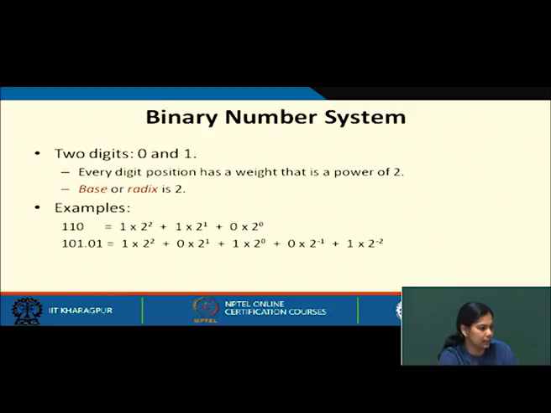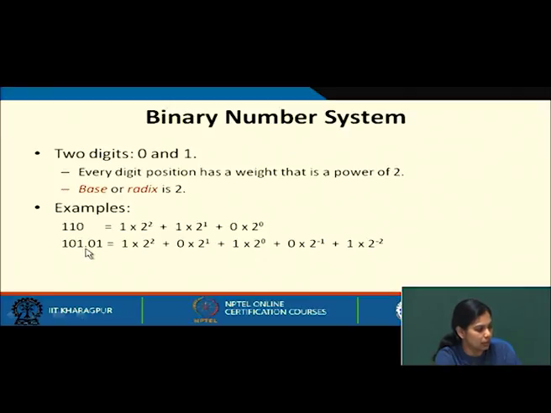Let us see how we can represent a binary number. Take 110. The last digit 0 will be multiplied with 2 to the power 0, the next digit will be multiplied with 2 to the power 1, and the next with 2 to the power 2. This is the weighted representation of this number, and if you calculate, this is 4, this is 2, this is 0. So, this is 6.